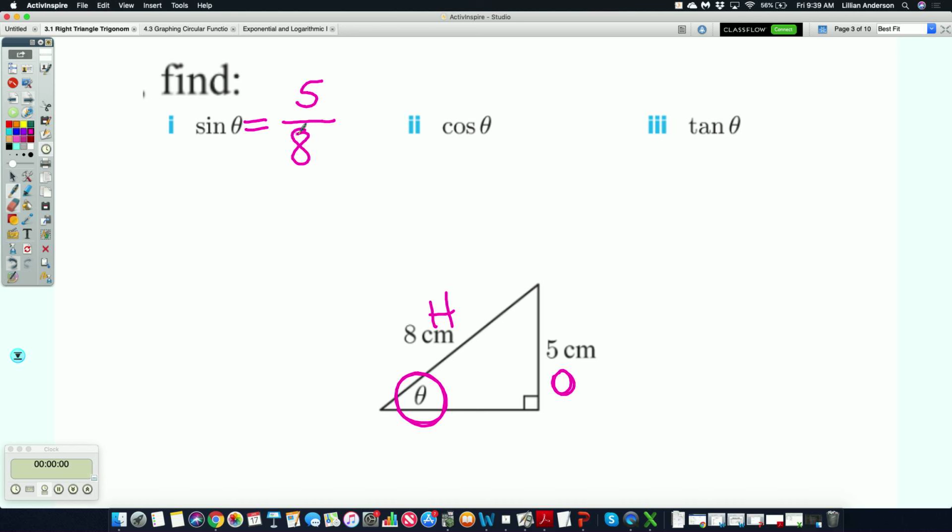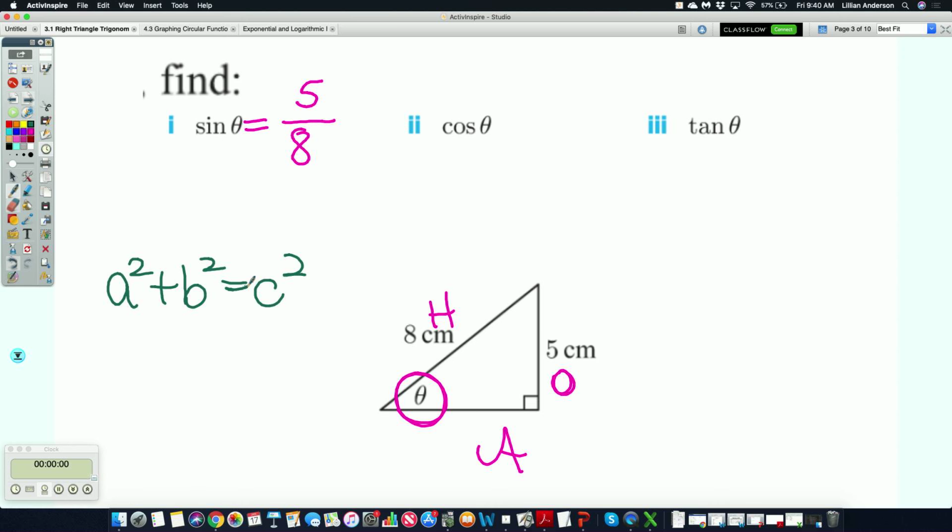Okay. Cosine is what over what? Well, we don't know the adjacent. What other old school concept is used when it comes to right triangles? Pythagorean theorem, sometimes referred to as Pythagoras' theorem. And what is Pythagorean theorem? A squared plus B squared equals C squared. Where C represents your what? Hypotenuse, and A and B represent your adjacent and opposite sides. So basically your legs.